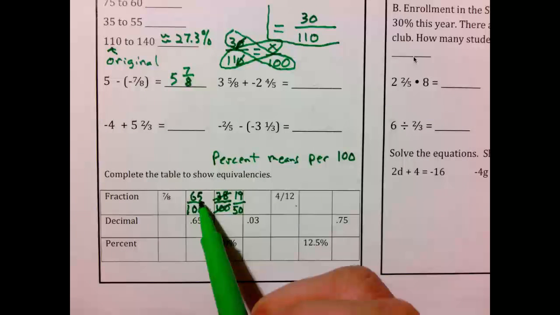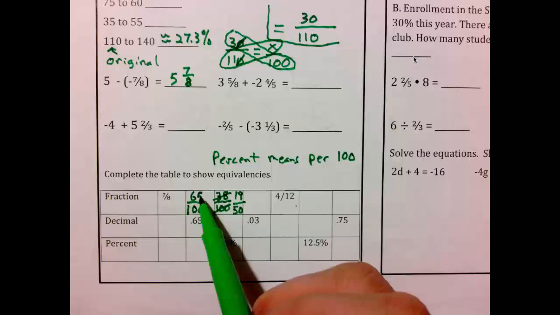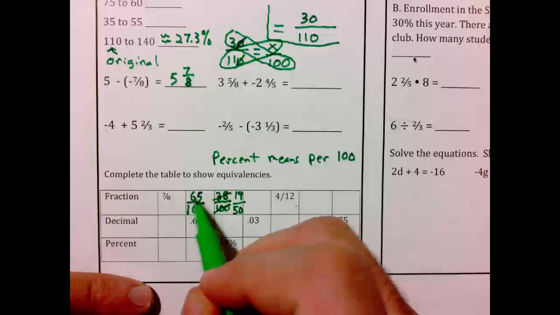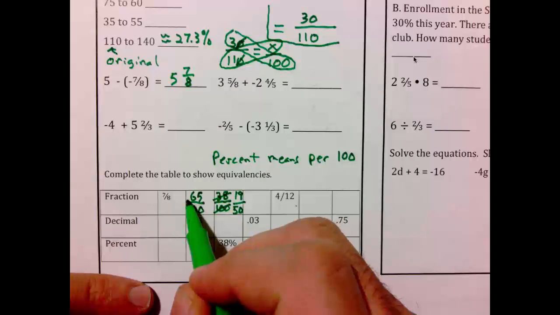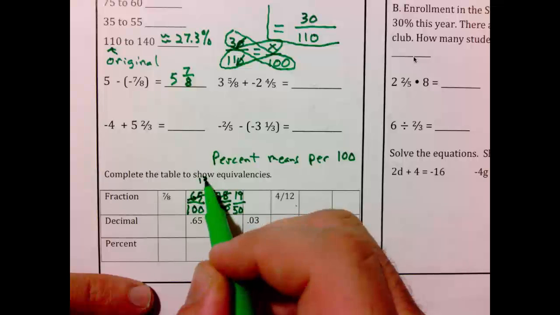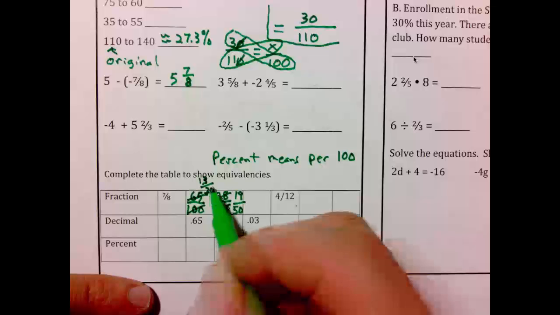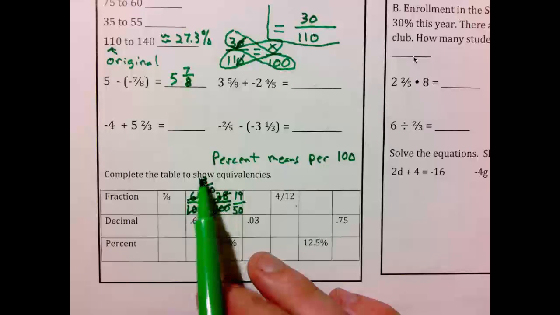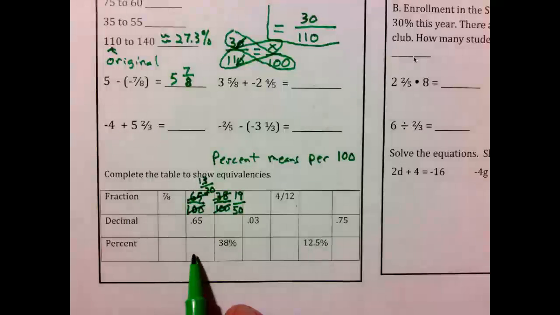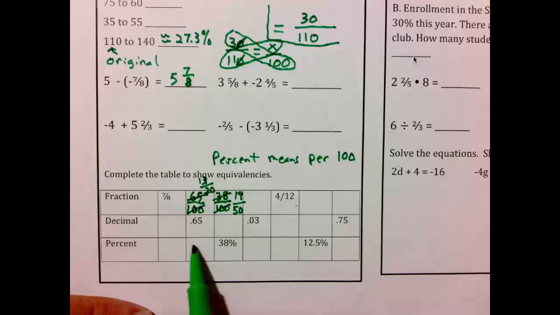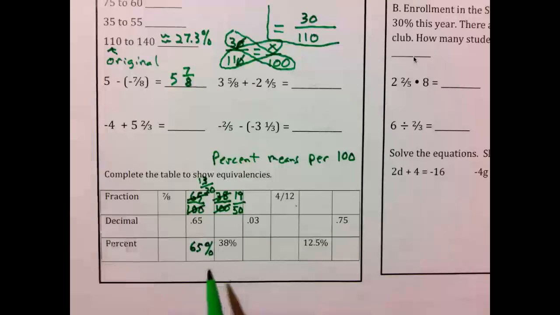This again can be reduced. We can ask ourselves, what number goes into both 65 and 100? Well, 5 does. 5 goes into 65 13 times, and 5 goes into 100 20 times. So 0.65 is equal to 13 over 20. Well, what percent is it? We see it was 65 over 100, so that's 65%. Using these two examples, see if you can complete the rest of the table.